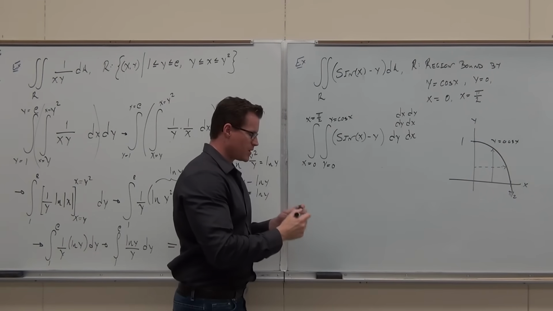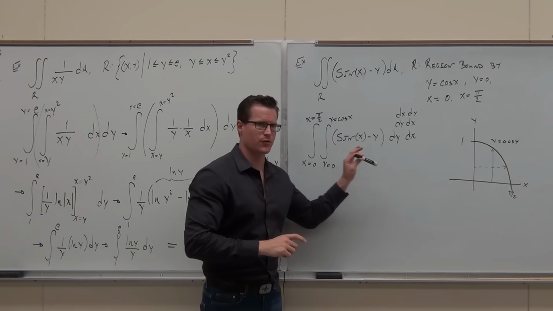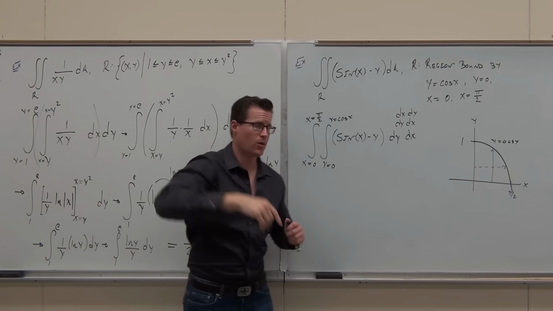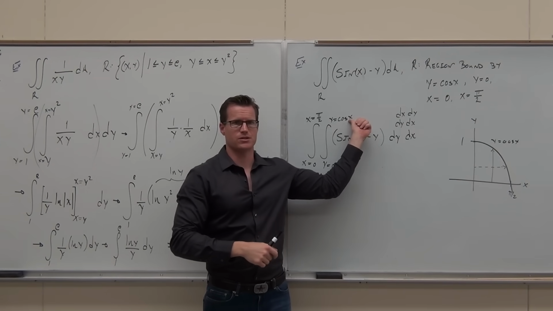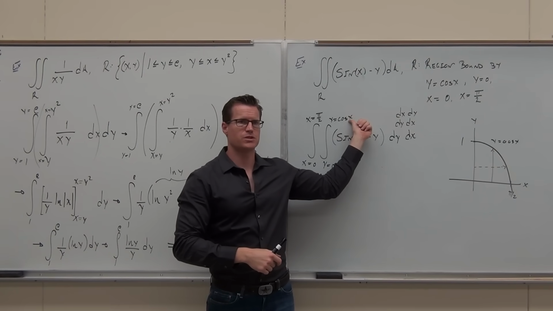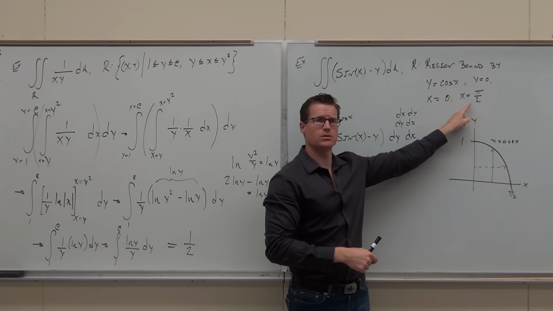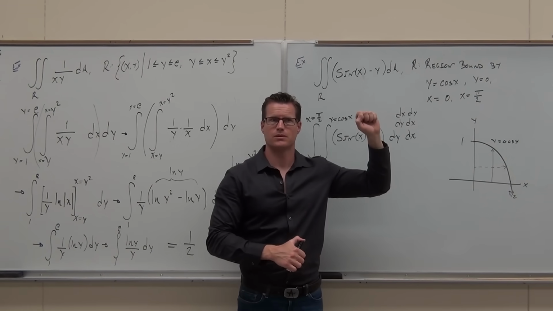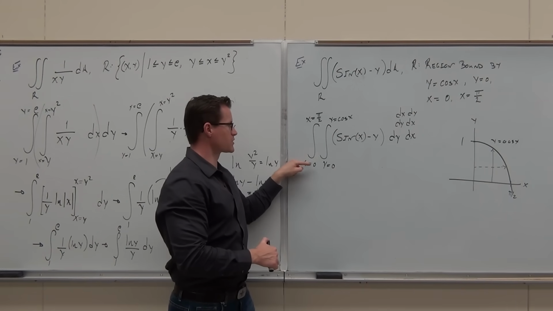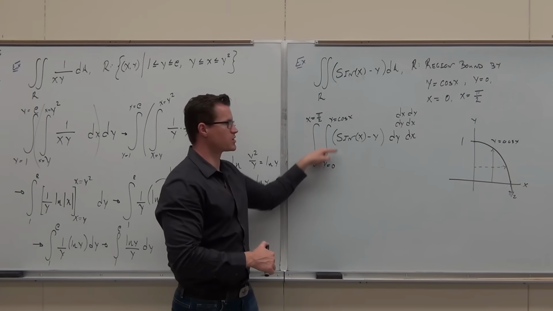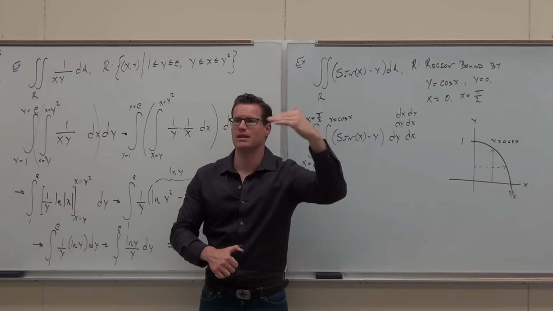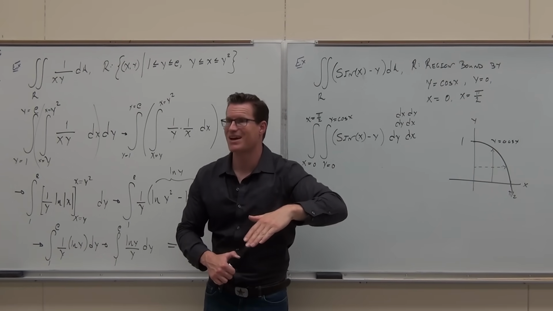By a show of hands, how many people understand why we put dy first and dx second? It's the biggest idea. How many people understand now why 0 is here and cosine x is here? What if this was between pi over 2 and pi? Would this still be in the same order? No. You'd switch it because cosine x would be less than 0 for that. Does that make sense?